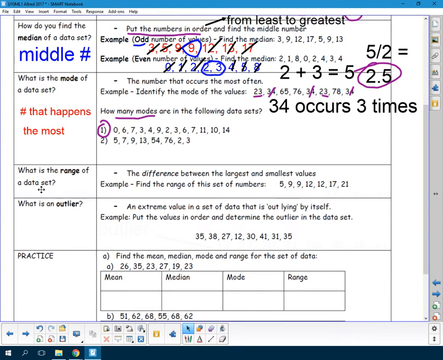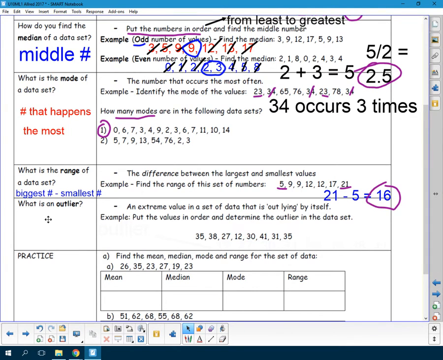When you're trying to find the range of a data set, the range is the difference between the largest and smallest numbers, the biggest number minus the smallest number. In this case, the biggest number in this data set is 21, and the smallest number in the data set is 5. So if I take those 2 numbers and subtract them, 21 minus 5 is 16. 16 is the range of that data set.